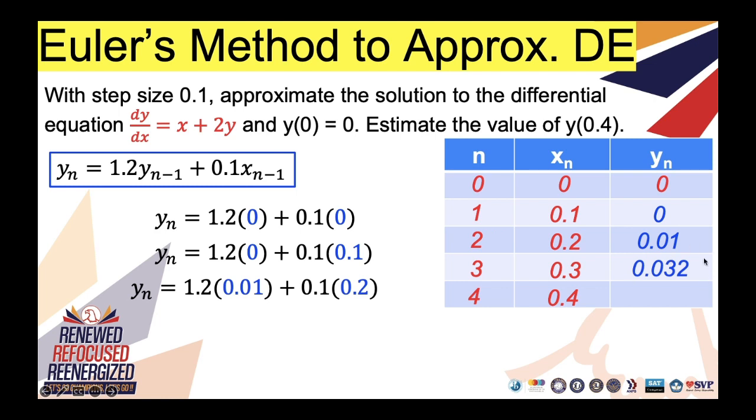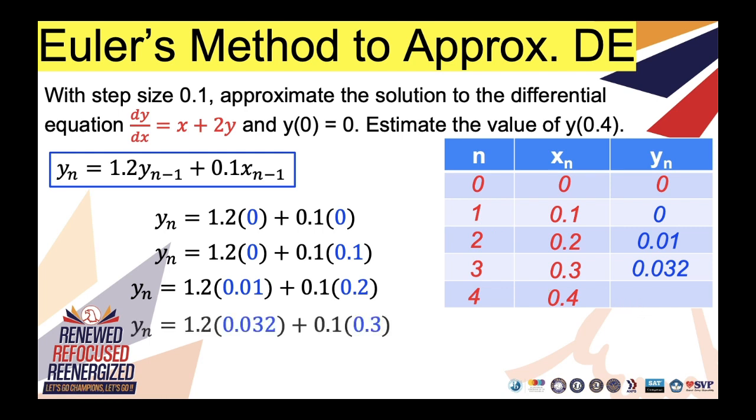All right? Now, can you continue on this? Pause this video and try to determine what will be the y sub n when your x sub n is equal to 0.4. Again, when you do that, this is your y sub n minus 1, the previous y, and this is your x sub n minus 1, the previous x. Pause this video and try to find the y sub n for this one.